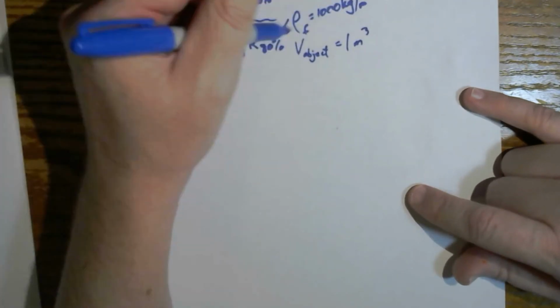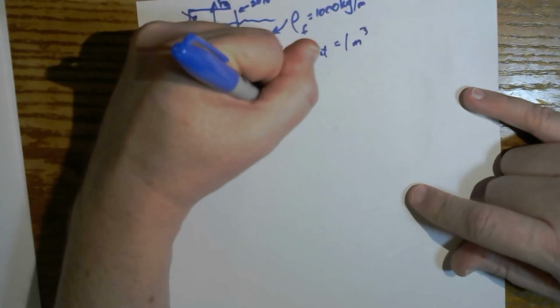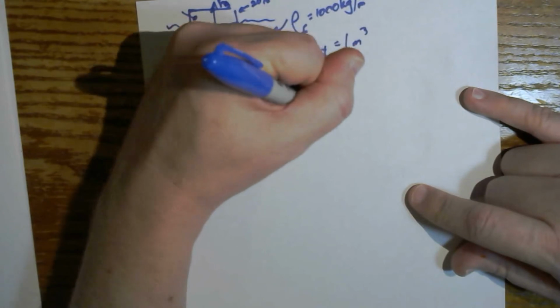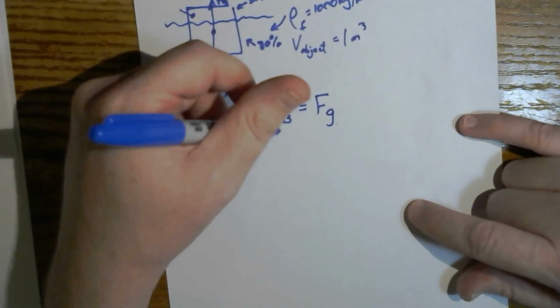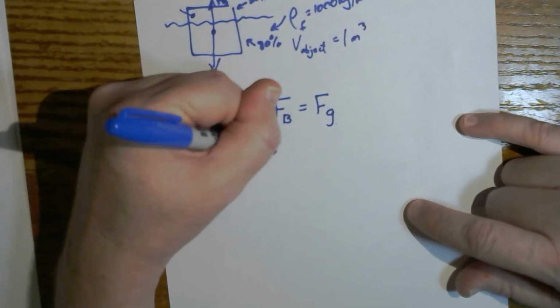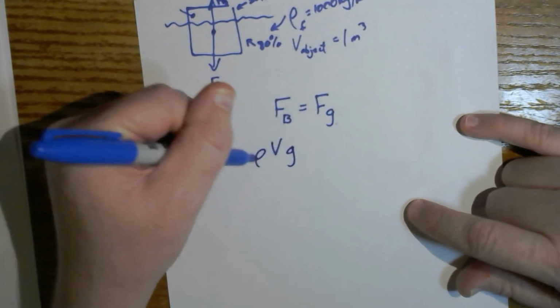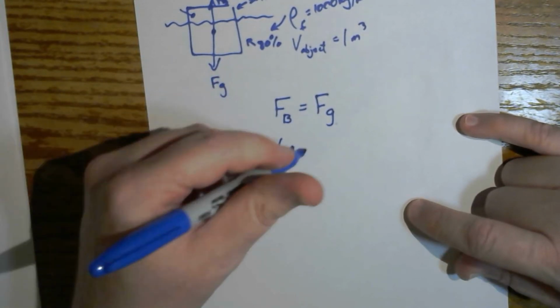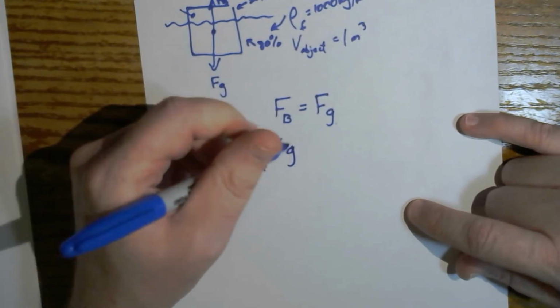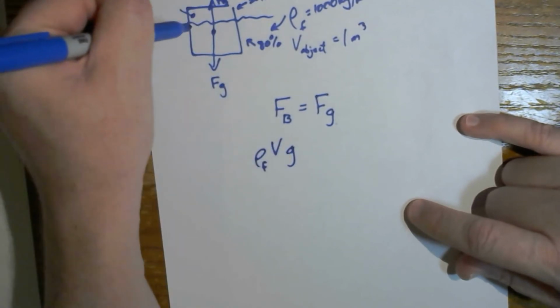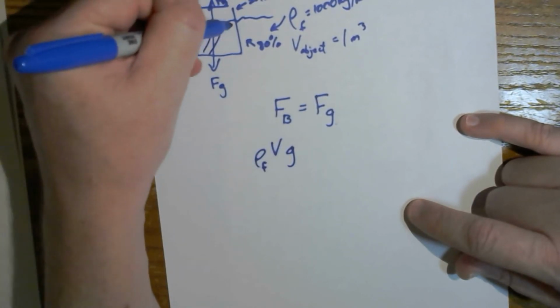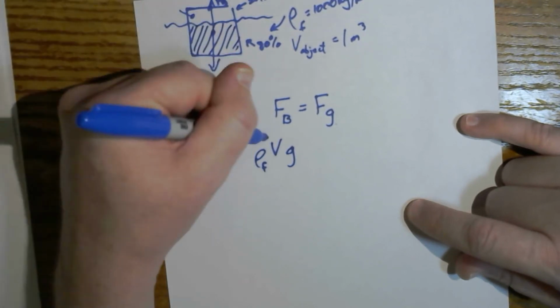And so to start this off, because it is floating, you say that the buoyant force is equal to the force of gravity. Now, buoyant force is rho vg, where rho is the density of the fluid. The volume here is not the entire volume, it's only the volume that's displaced. It's this volume right here.